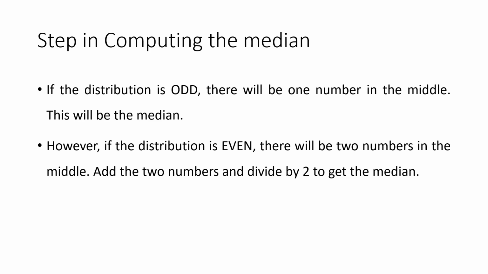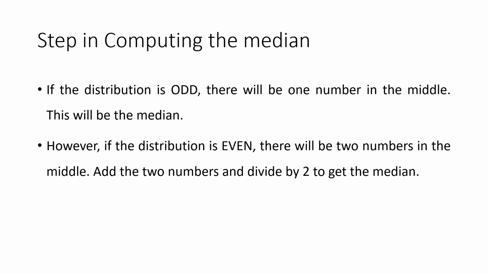When there are 2 numbers in the middle, those 2 numbers will be circled. We will have to add them together, then divide by 2 in order to get the median. Again, if the distribution is even, there will be 2 numbers in the middle. We have to add those 2 numbers together, then divide by 2 to get the median.